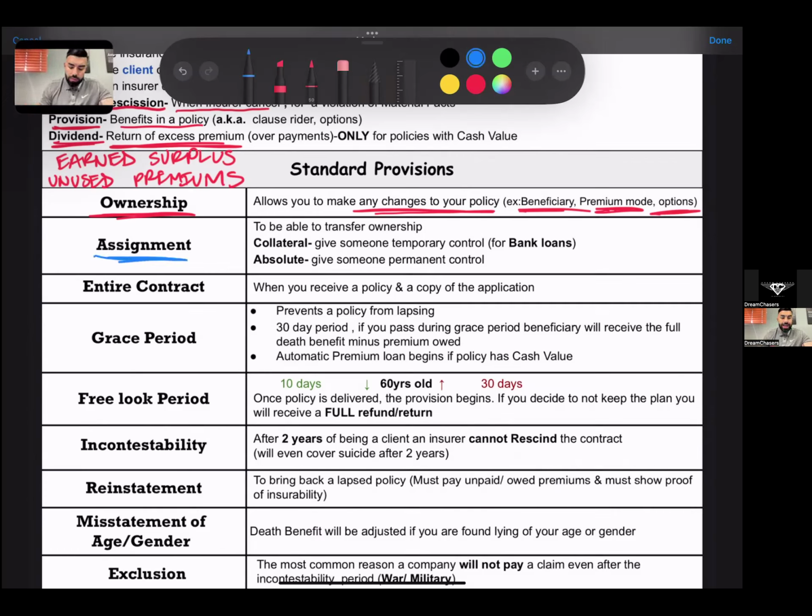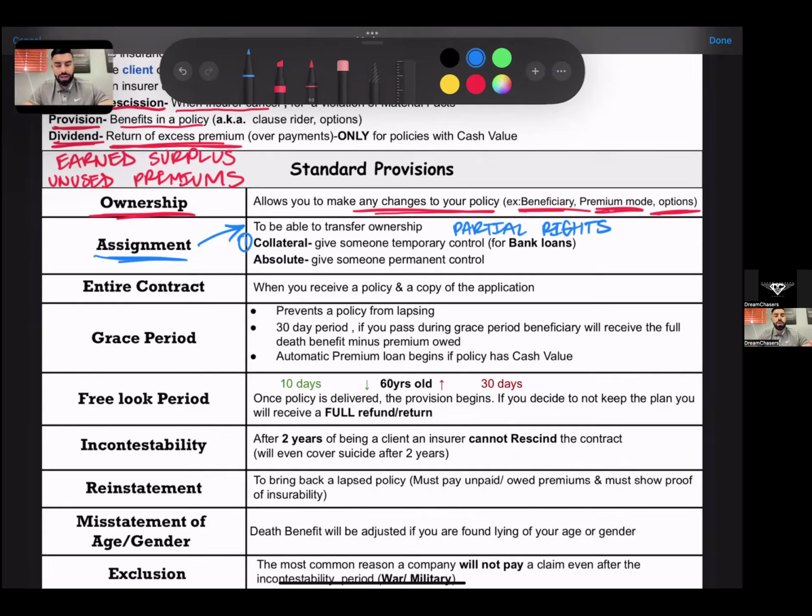Next is the term assignment. Assignment is being able to transfer ownership of a policy to someone else. Just think, you're assigning it to someone else, meaning you're giving up control of that policy. Now, there are two different types of assignments in insurance. The first is what is known as collateral assignment. Collateral assignment is where you give someone temporary control. Another word for it would be you're giving partial rights of that policy to a bank.